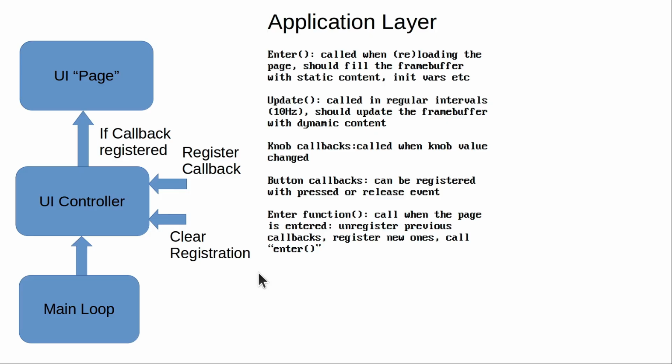Each UI page can contain the following callbacks: enter, which is called when reloading the page. This should fill the frame buffer with static content, its variables, etc. Update, this is called in regular intervals at a 10 Hz frequency. There we should update the frame buffer with dynamic contents such as the levels. Then we have knob callbacks. They are called when the value of the knobs changed. Button callbacks, these can be registered with pressed or release events. And enter function, this is called when the page is entered. This generally unregisters previous callbacks, registers new ones, and then calls the enter function.